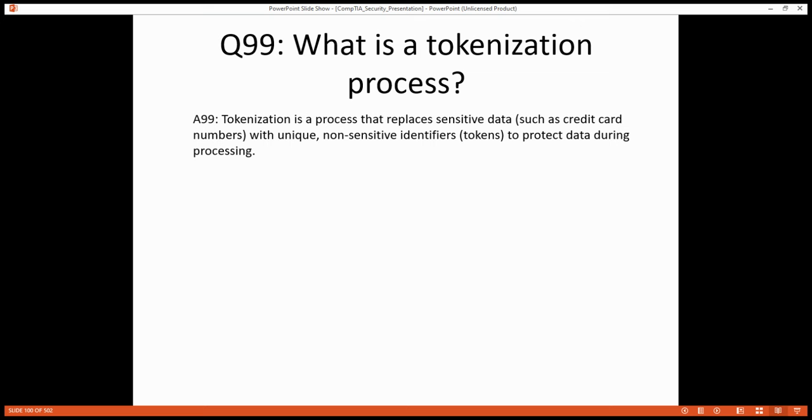Q99. What is a tokenization process? A99. Tokenization is a process that replaces sensitive data, such as credit card numbers, with unique, non-sensitive identifiers, tokens, to protect data during processing.